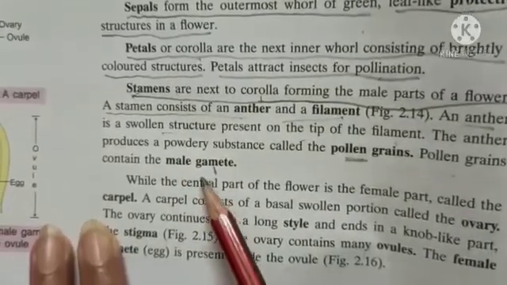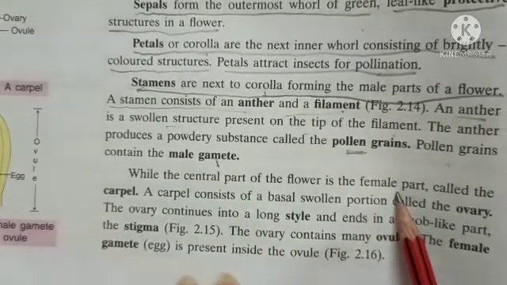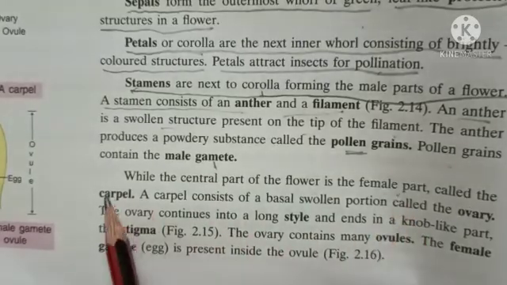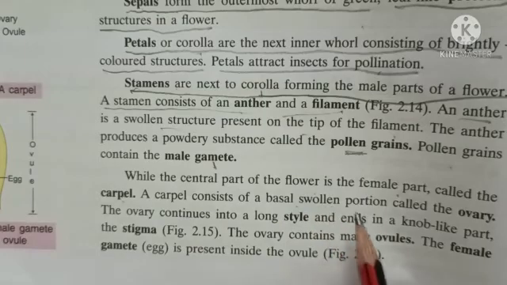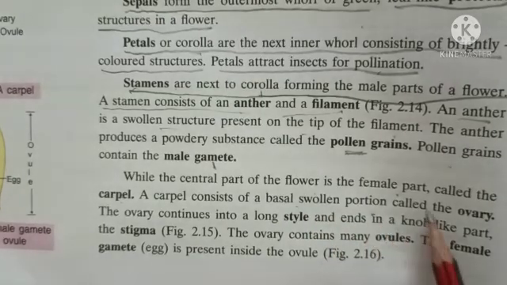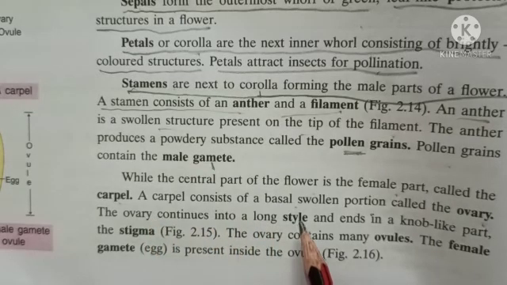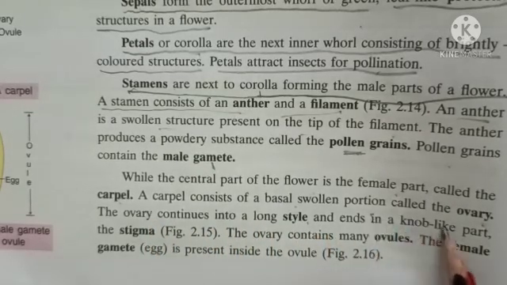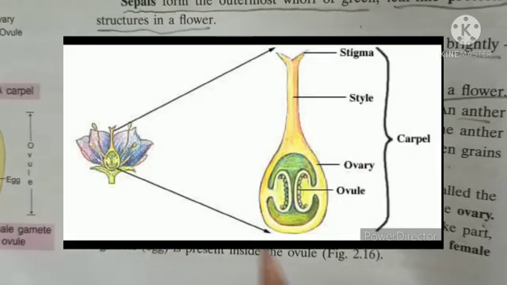Now the central part of the flower is the female part, and what is it called? It is called carpel. A carpel consists of a basal swollen portion, and that portion is known as ovary. The ovary continues into a long style and ends in a knob-like part that is called what? Stigma. The ovary contains many ovules, and the female gamete is present inside the ovule.